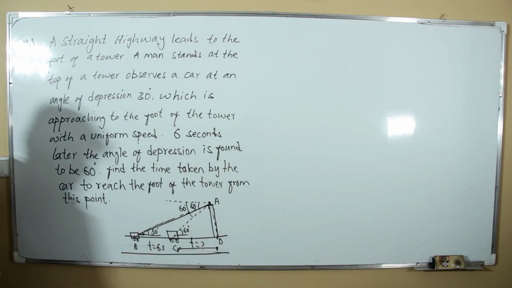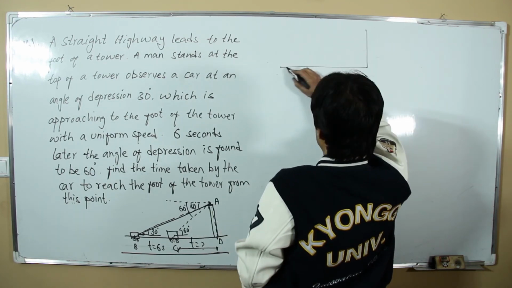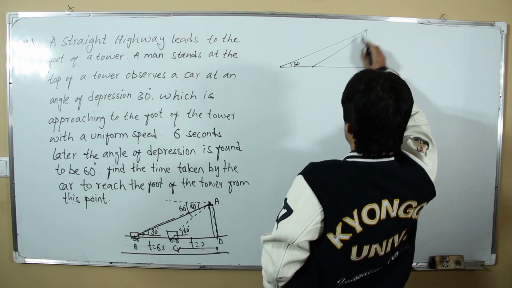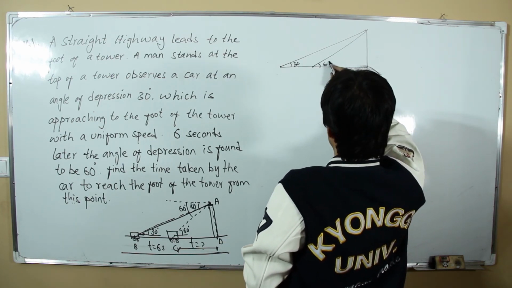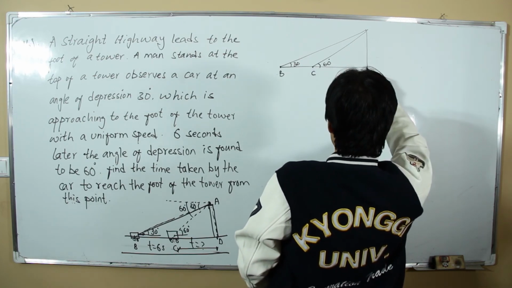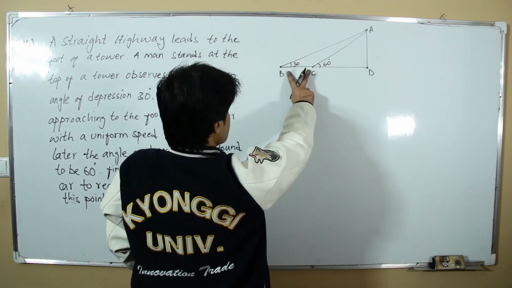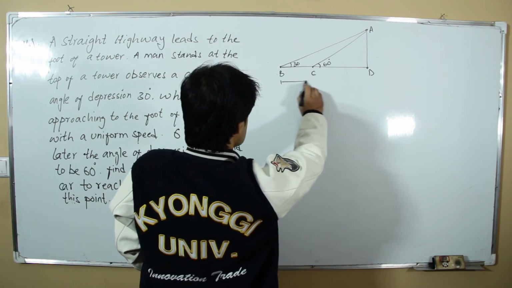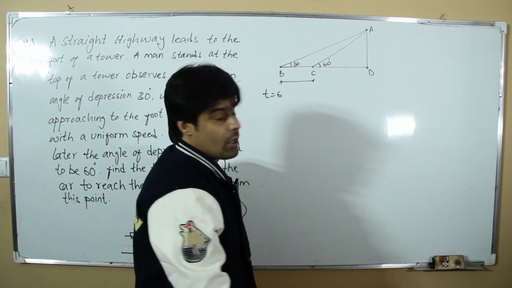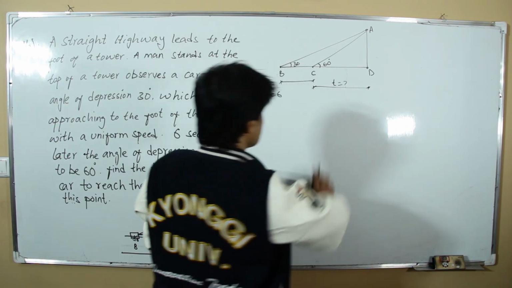This is the question. What do you think? You have a right angle triangle in which this is 30 degrees, and once again it is 60. This is point B, this is C, this is D, and this one is A. This time is given, BC. BC distance is not given, time is given. T is 6 seconds. You have to find CD time.